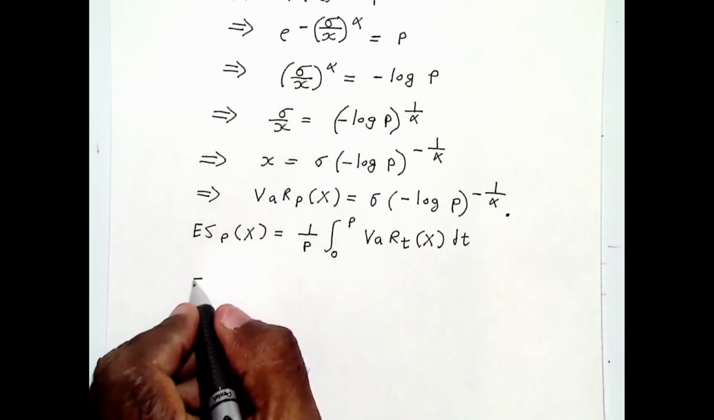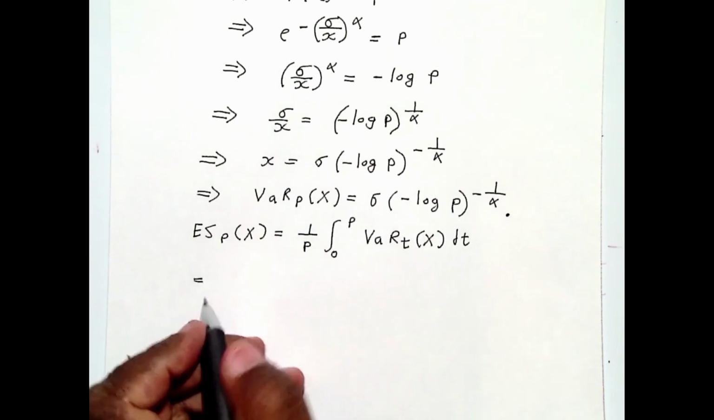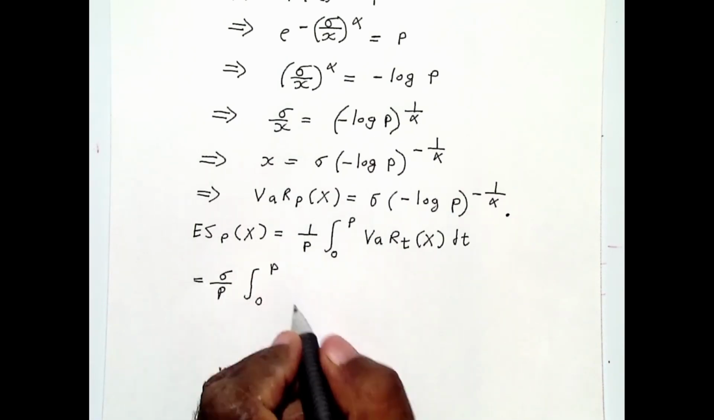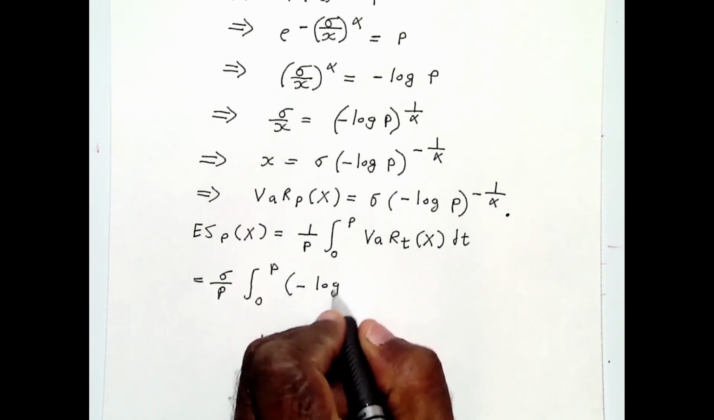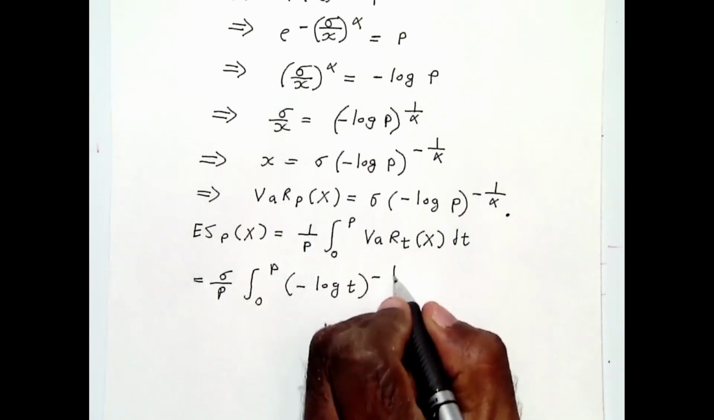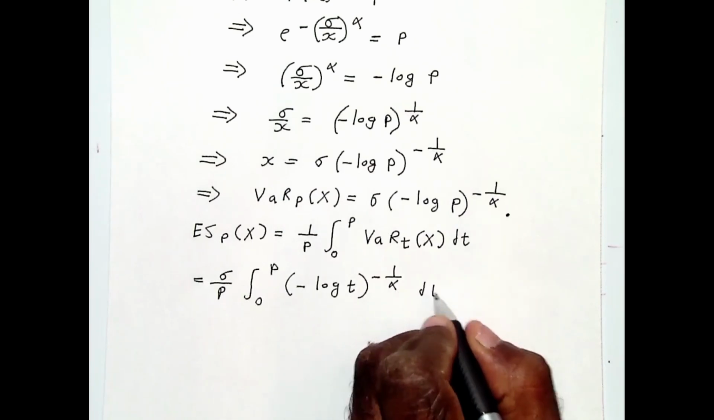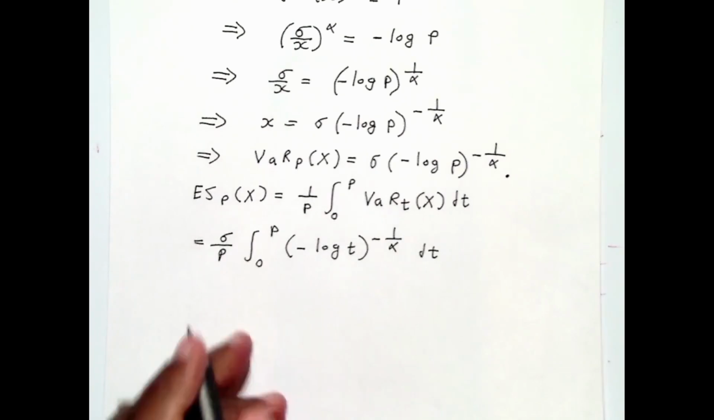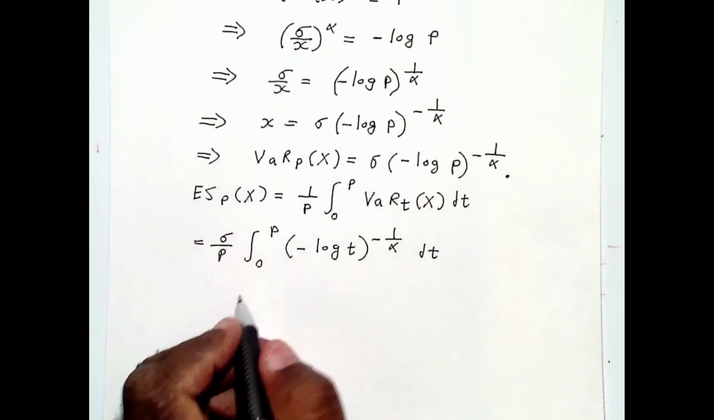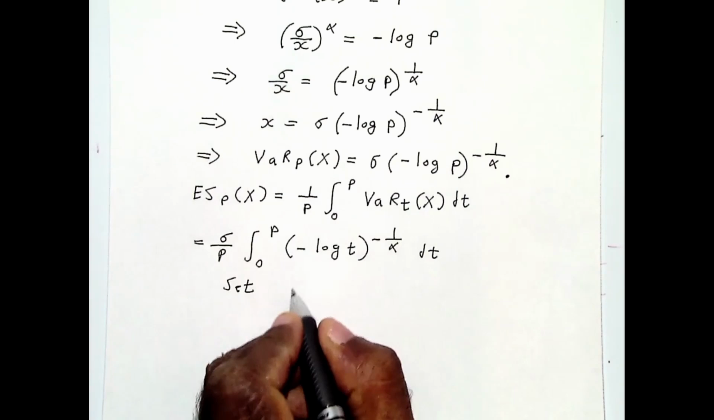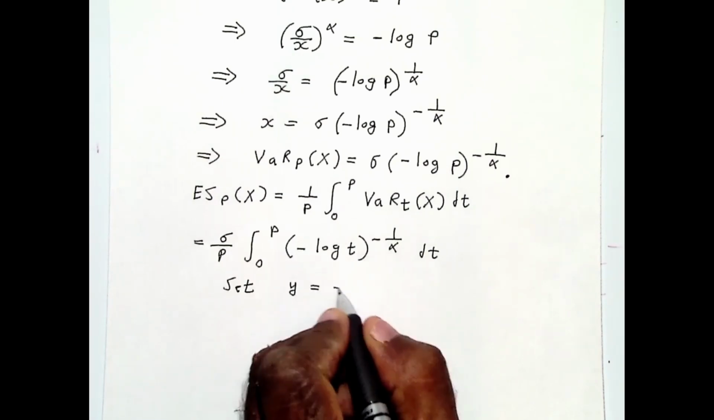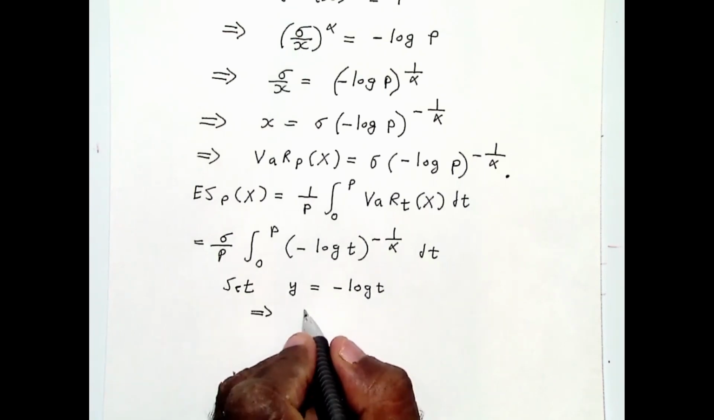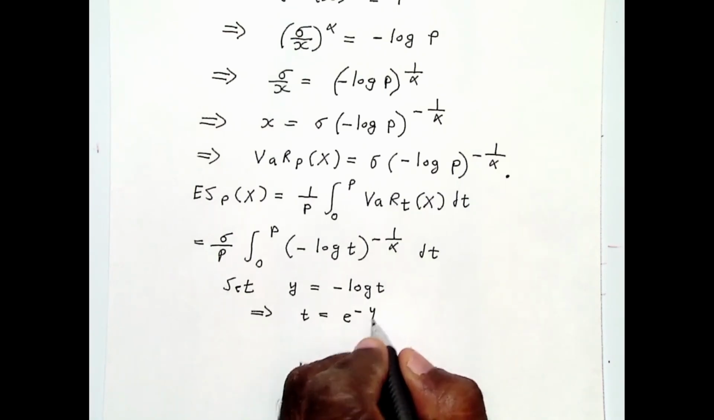Right, so which is the same as, okay, if you sub this here, you get sigma by p, the integral from 0 to p of minus log t, minus dt. Now to do this integration, a substitution is needed. You can do it in other ways too, but one way is to make the following substitution: y equal to minus log of t, which implies that t is equal to e to the minus y.